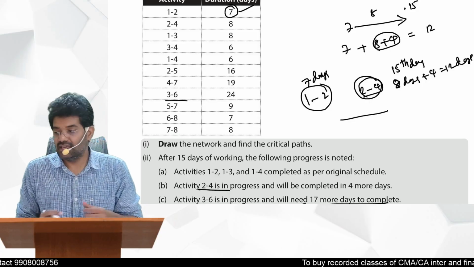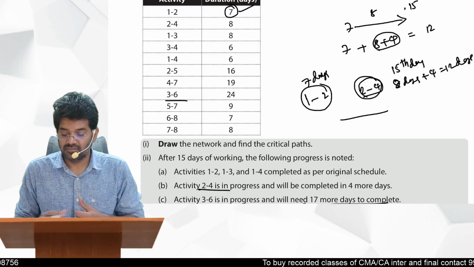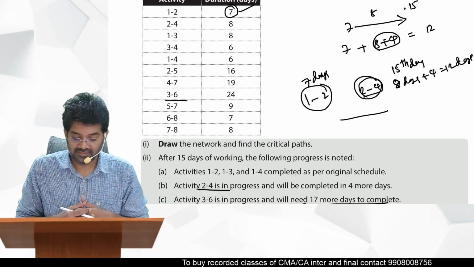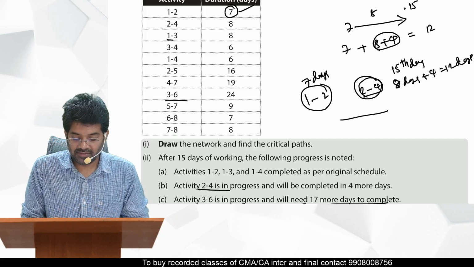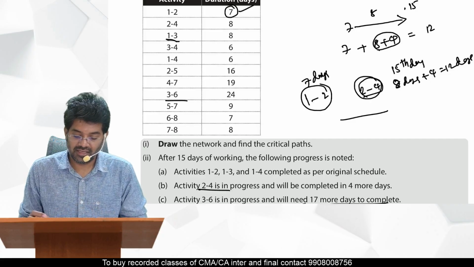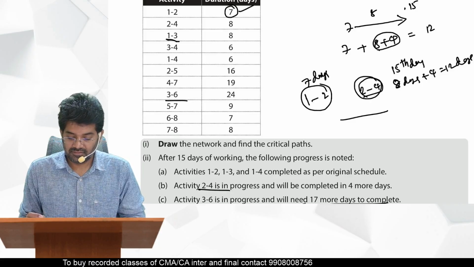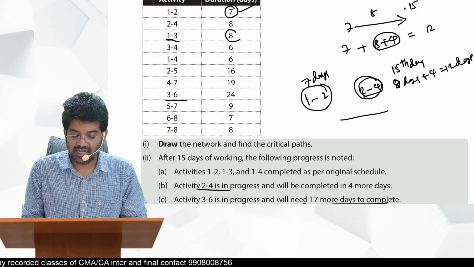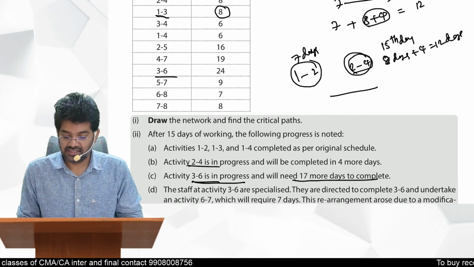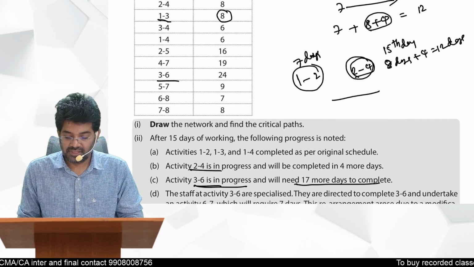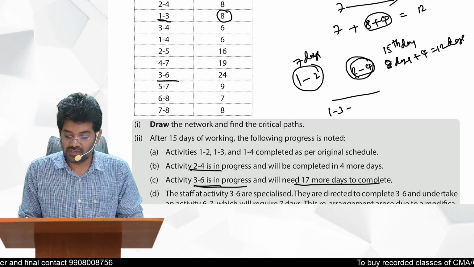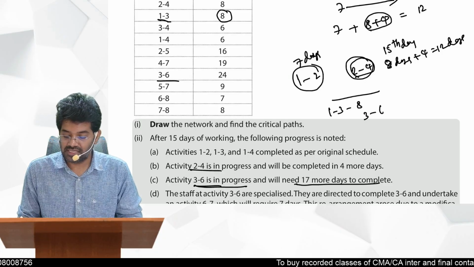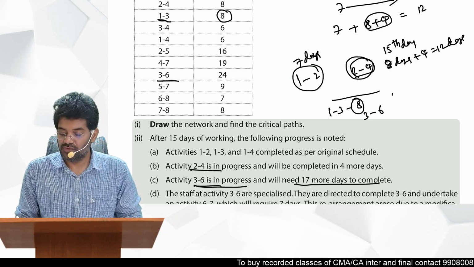So what is the previous activity before 3 to 6? 1 to 3. 1 to 3. Yes. 1 to 3 requires how many days here? 8 days. 3 to 6. 1 to 3 requires how many days? 8 days. So that means what is the earliest start time for 3 to 6? 8 days. Now it is 15 days completed.